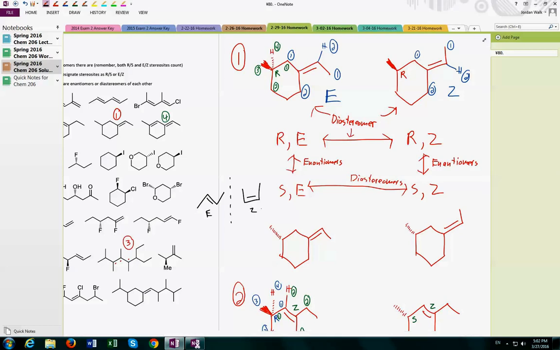Yeah, and that's just because once you have one, you can only have one enantiomer, right? So you can only have one relationship with an enantiomer. So once you've paired everything off as enantiomers, you're done with enantiomers. Yep. All right, last questions.